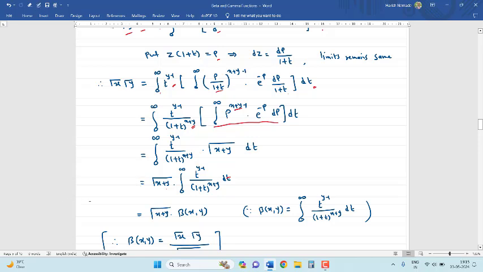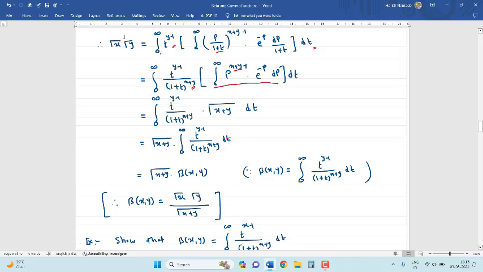Thus from this we have beta xy equal to gamma x into gamma y divided by gamma x plus y. So this is the relationship between the beta function and the gamma function.